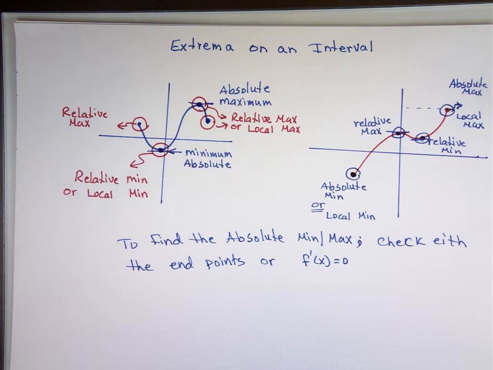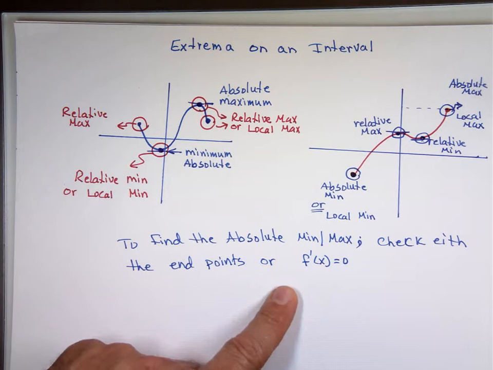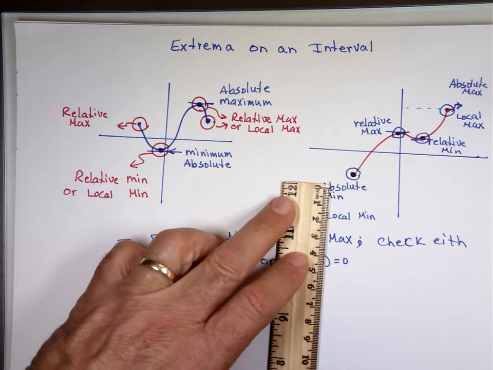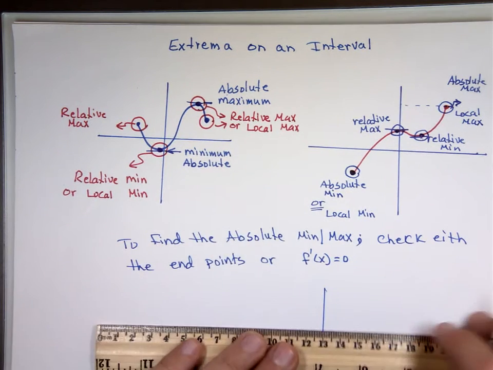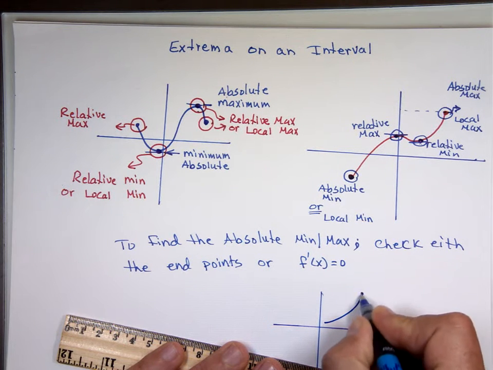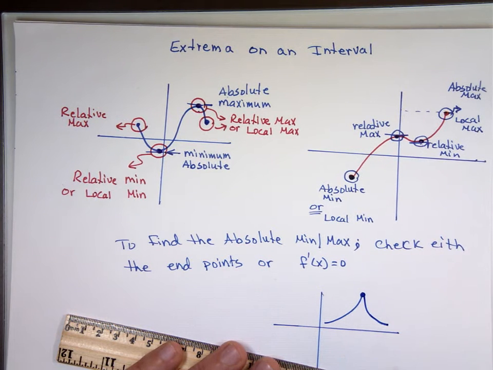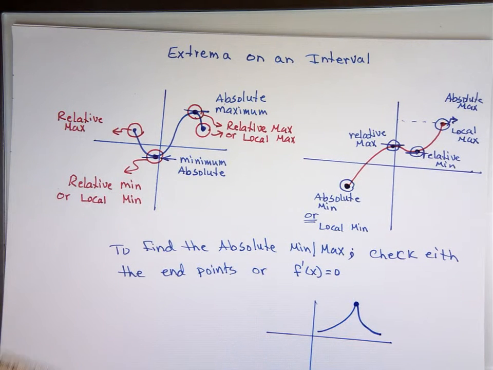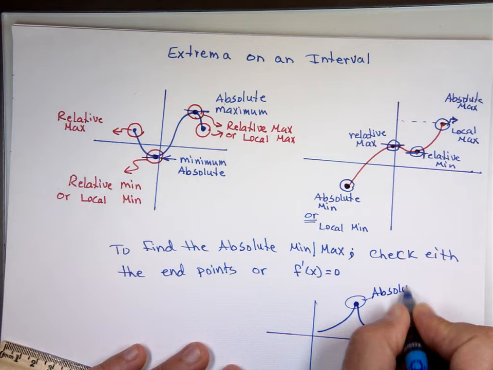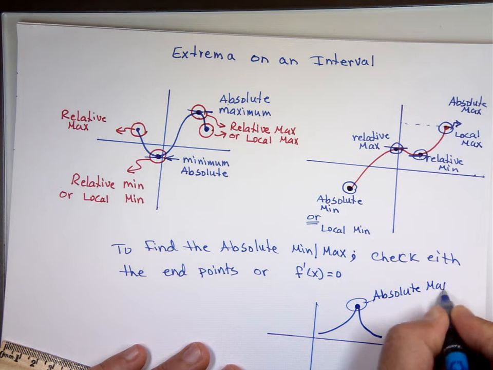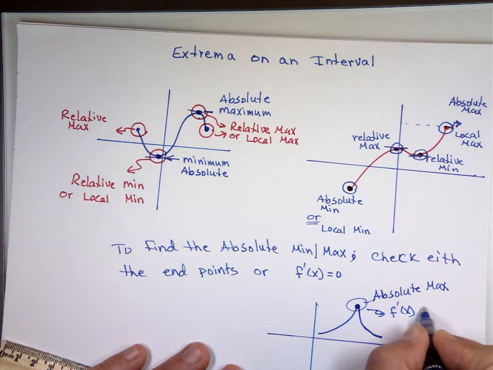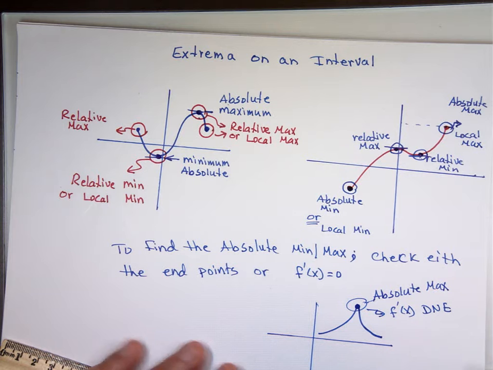You could also have an absolute max and absolute min. Those are not the only places for this picture. You could also have it when you have a graph that looks like this. What about if I have a graph that looks like this? Is that an absolute max? And what's the derivative here? Try again. The derivative is what? Undefined, right? It does not exist. So that's really the third possibility.